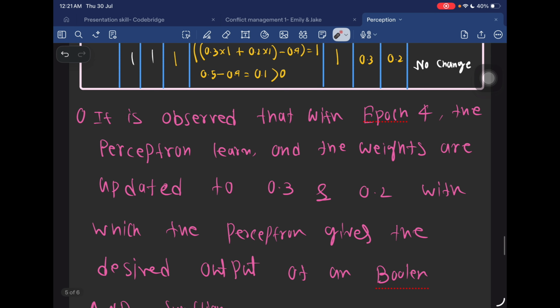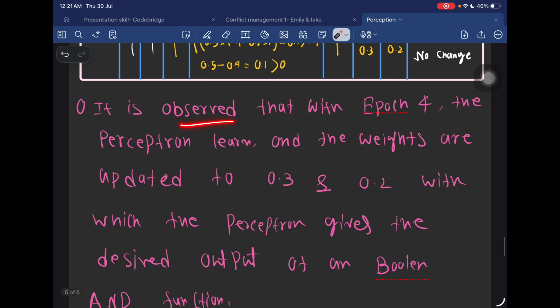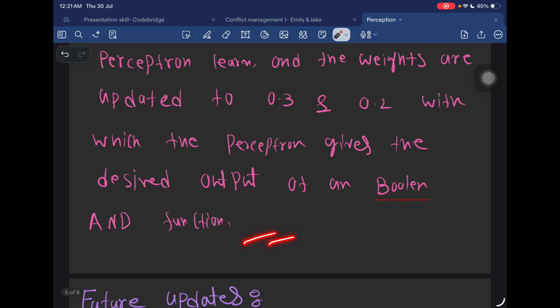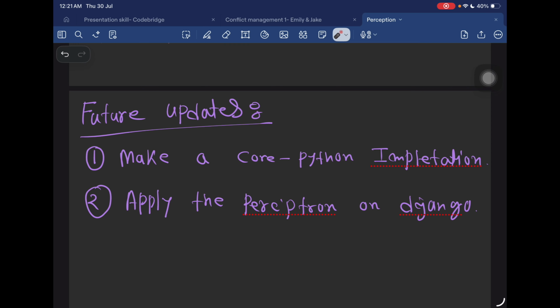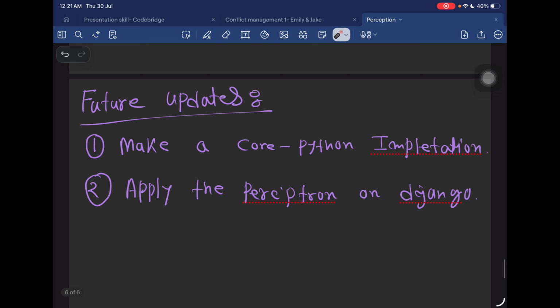Okay, so it is observed that with epoch 4 the perceptron has learned and the weights are updated to 0.3 and 0.2, with which the perceptron gives the desired output of the Boolean AND function. This is our mathematical representation of the AND gate on the perceptron. In future videos we will make the core Python implementation of this perceptron and apply the perceptron in Django. Okay, thank you.